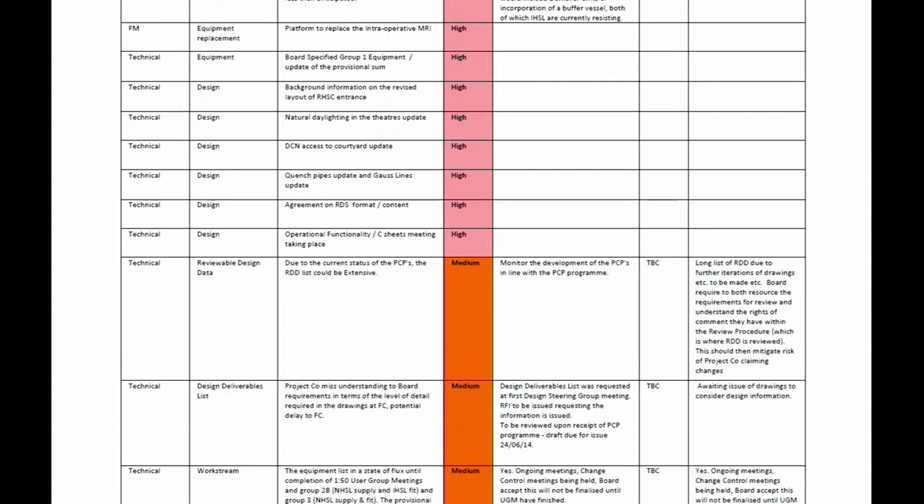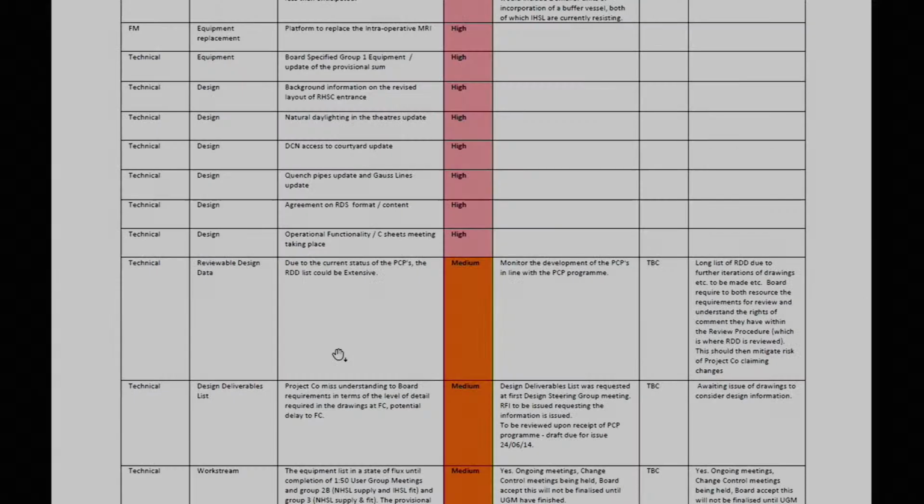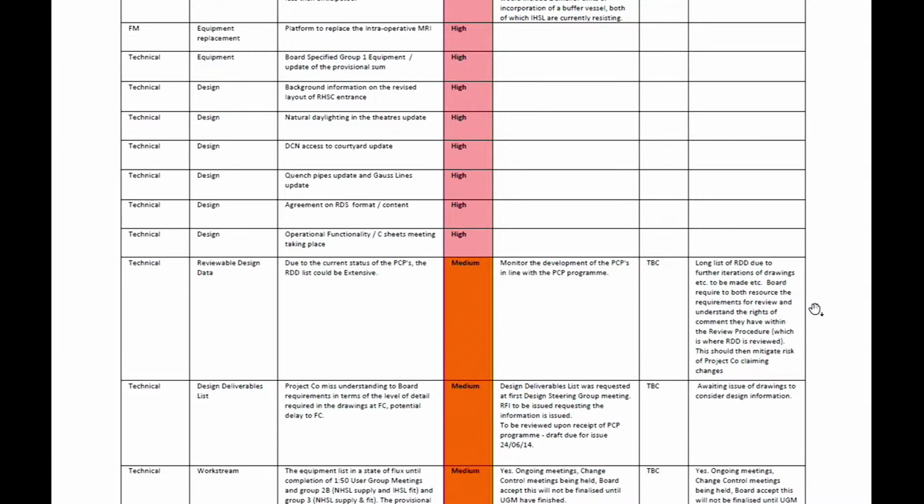And then if we look to the final box on the right hand side, long list of RDD due to further iterations of drawings, etc., to be made. Board required to both resource the requirements for review and understand the rights of comment they have within the review procedure, which is where RDD is reviewed. This should then mitigate risk of project co-claiming changes. Do you see that? Yes. So again, is this within the risk register highlighting the problem, and then what you talked about is the mitigation to try to address those risks? Yes.